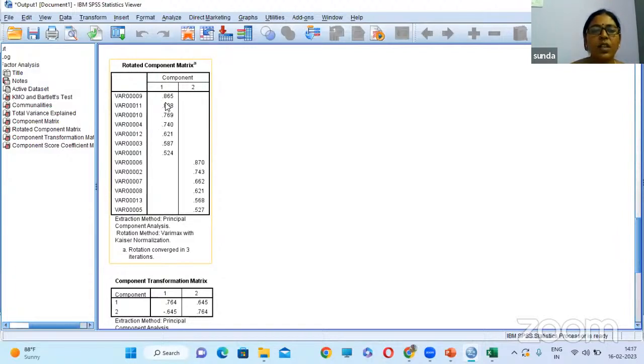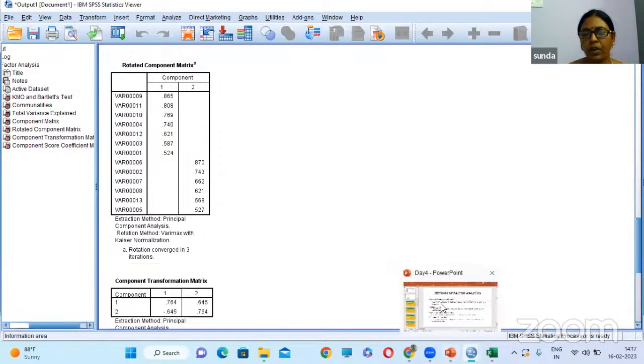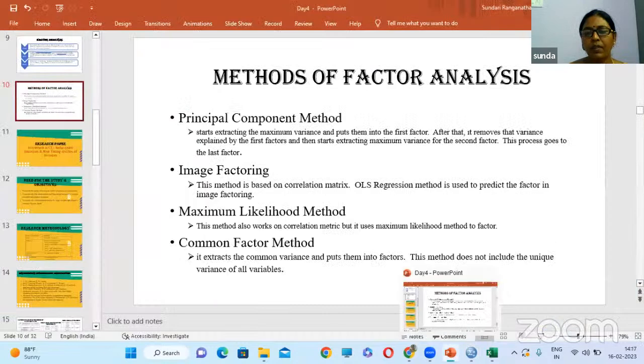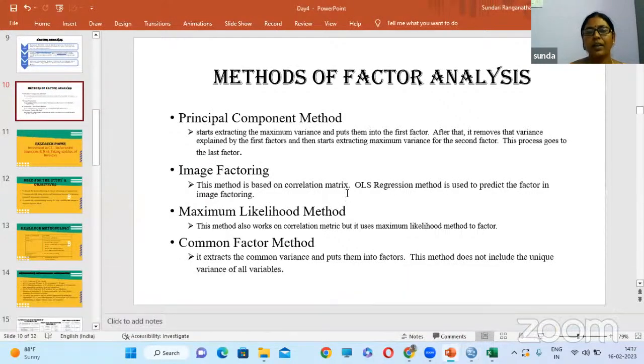So anything which is close to 0.8 or 0.7 means that's a good factor or an important or valid statement that will help you to form conclusions. Okay, so now I'm moving on to my PowerPoint slide. So what did we do with our factor analysis step?